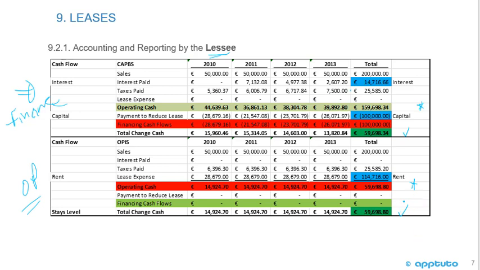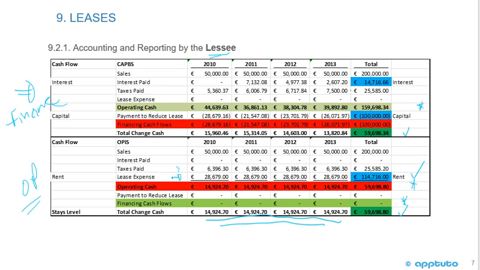If we look at an operating lease, we're not going to have any financing cash flows. It's just 100% rent payment. 28,679 was our annual payment every year for 4 years, okay? And as I said, the operating lease is nice to understand because the payment's the same every year, so my taxes are the same, my net income is the same, and my cash flows are all the same. So that's why I said if you understand the operating lease, it should be easy to understand, okay?